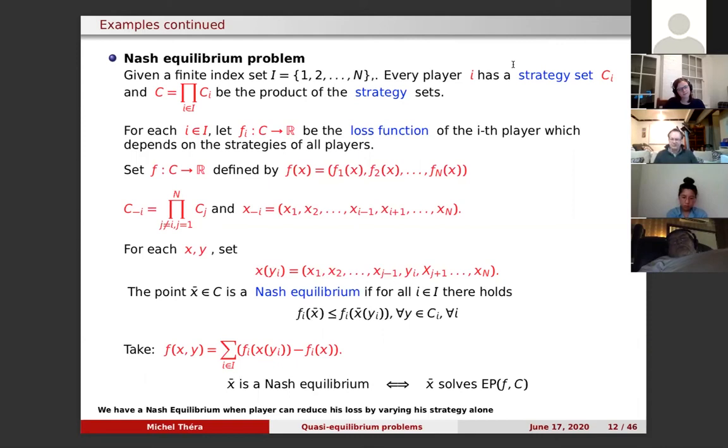And if you take this function defined in red, f(x,y), the sum of fi(x with yi) minus fi(x), then we can observe that x bar is a Nash equilibrium if and only if x bar solves the equilibrium problem associated to f. So as you see, you have many examples where equilibrium problems apply.